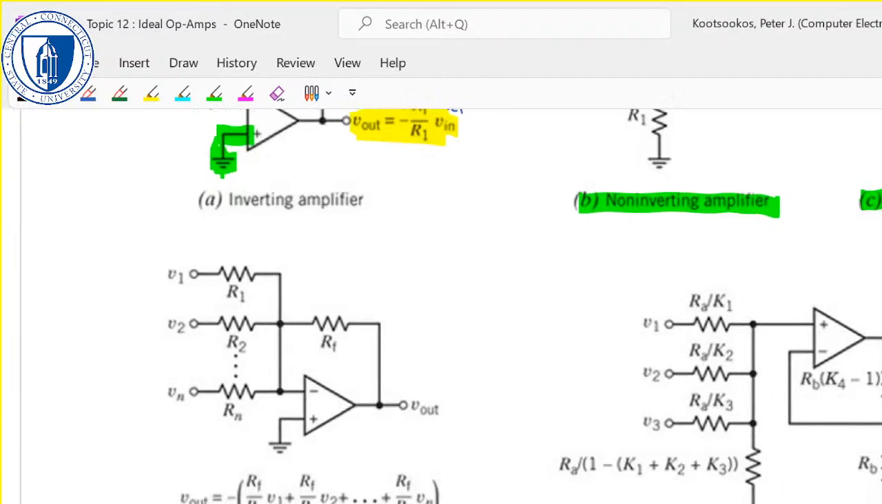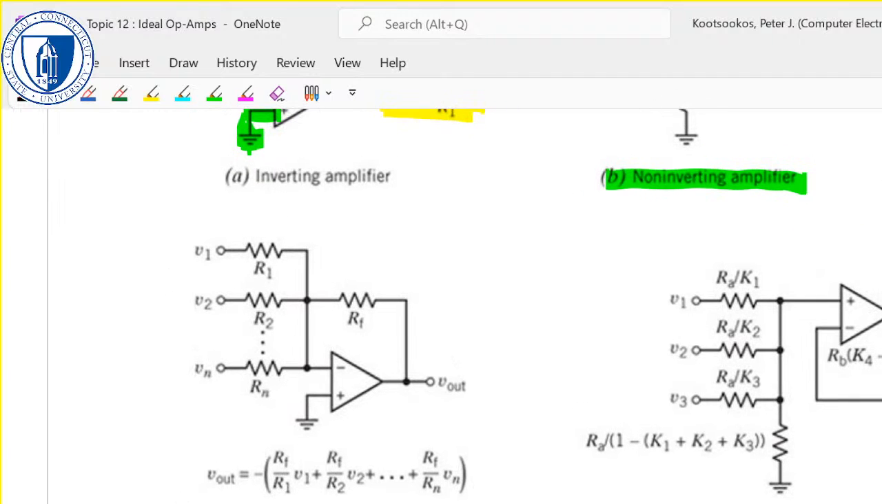Other things you can do? You can make a summing amplifier, if you want to add stuff up. This voltage plus this voltage plus this voltage gives some weighting on each of the inputs. This one is inverting, this one is non-inverting.